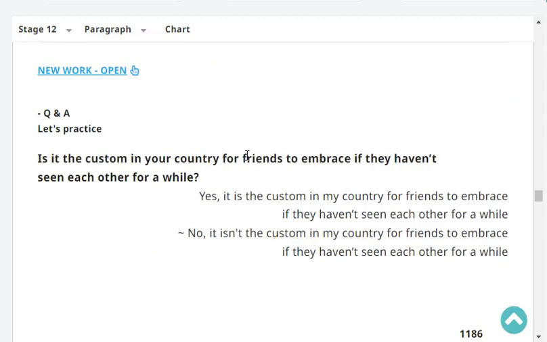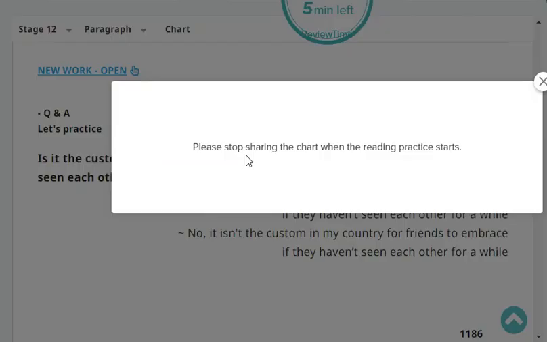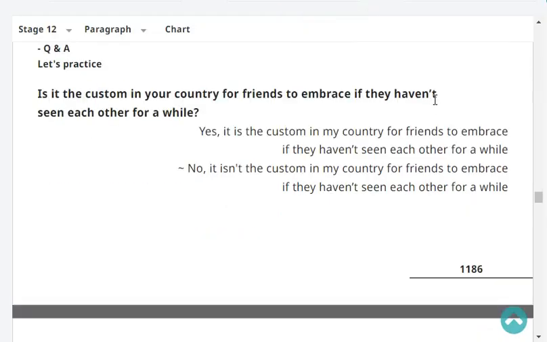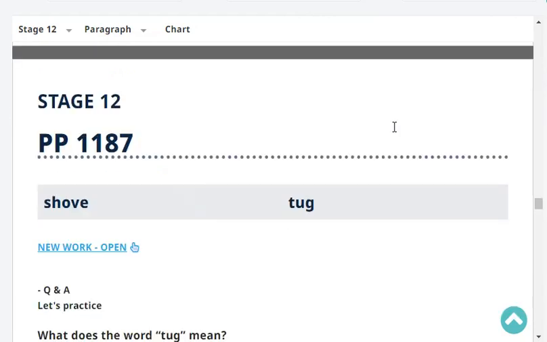Is it the custom in your country for friends to embrace if they haven't seen each other for a while? Yes or no? No, it isn't the custom in my country for friends to embrace if they haven't seen each other for a while. Very good.